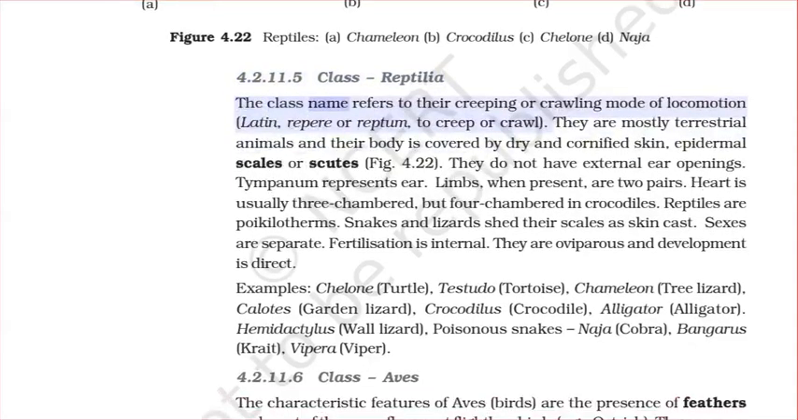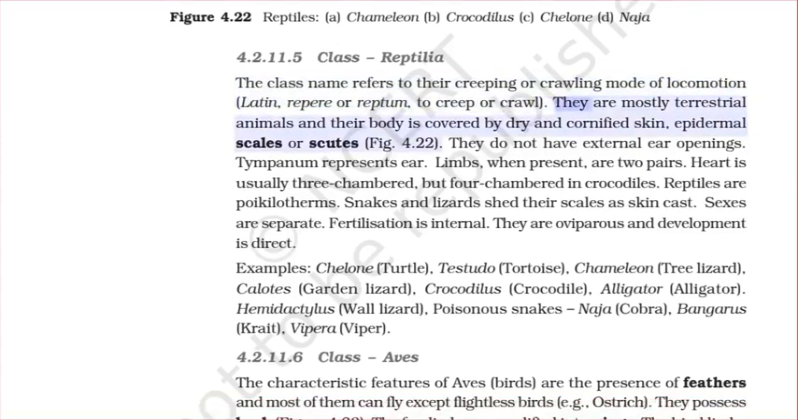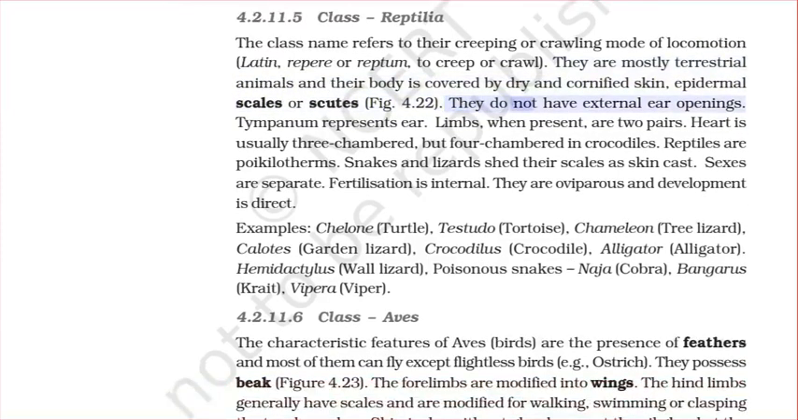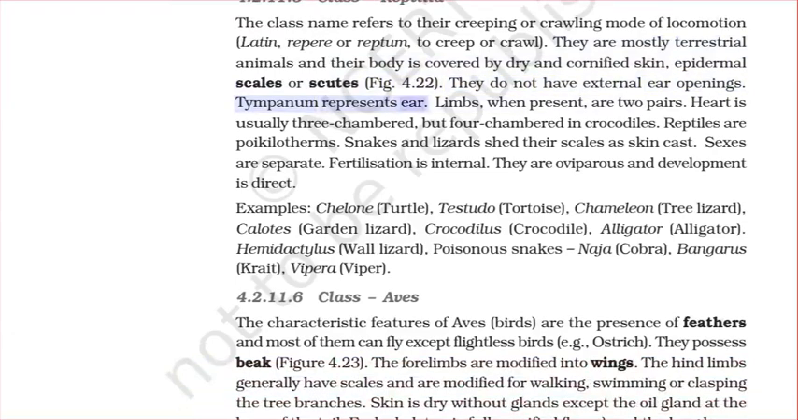4.2.11.5 Class Reptilia. The class name refers to their creeping or crawling mode of locomotion, Latin repere or reptum, to creep or crawl. They are mostly terrestrial animals, and their body is covered by dry and cornified skin, with epidermal scales or scutes, Figure 4.22. They do not have external ear openings. A tympanum represents the ear. Limbs, when present, are 2 pairs.